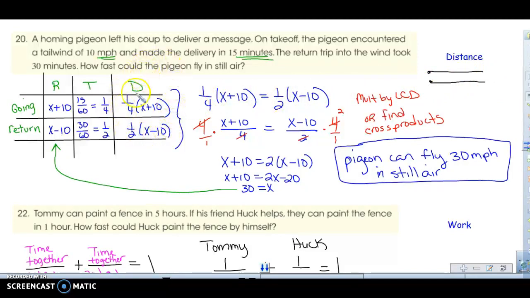Notice our equation is still coming from the final column, but this time we set them equal to each other. We now solve for X by getting rid of the fraction, multiplying both sides by the LCD, and we've come up with X being 30. Well, that represented the speed of the pigeon in still air.